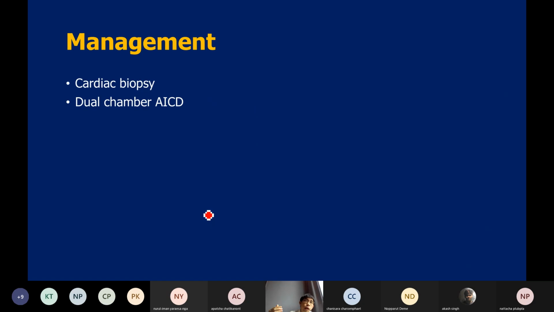And further investigation to see the cause of AV node dysfunction. If we suspect that the patient has some abnormal myocardial disease, we can also proceed to do the cardiac biopsy. And in some cases, if there is a rare myocardial disease, pacemaker implantation might not be enough for the patient. In some patients, they might require a dual chamber ICD.